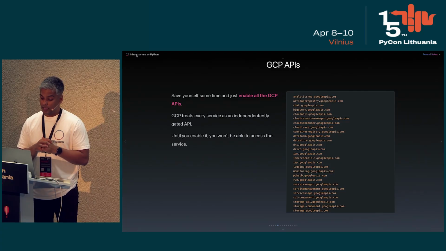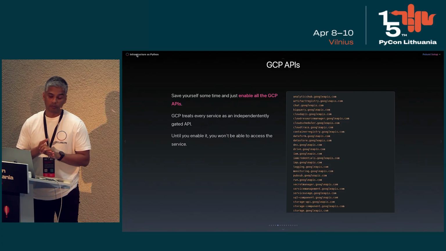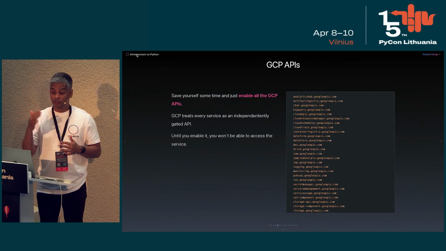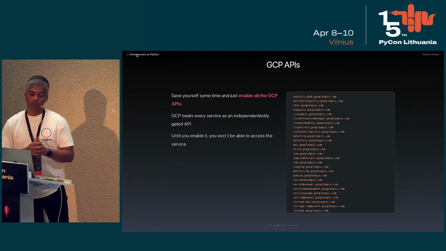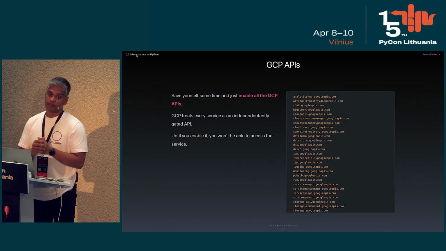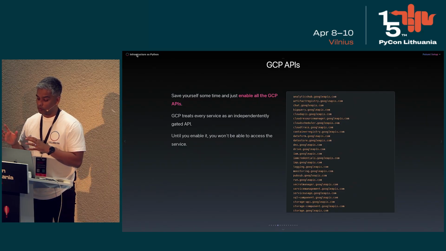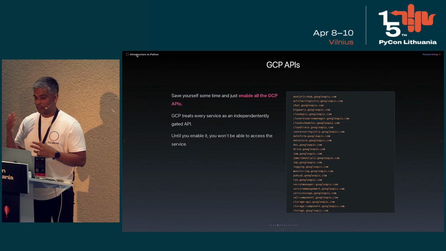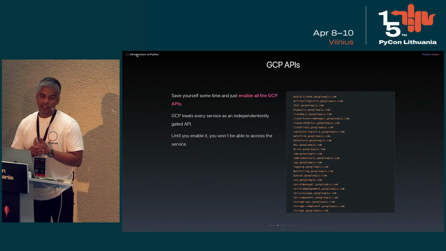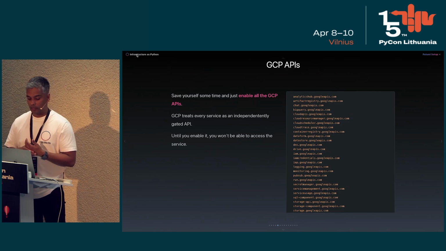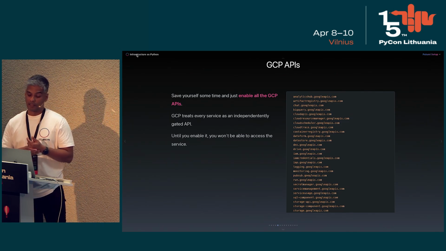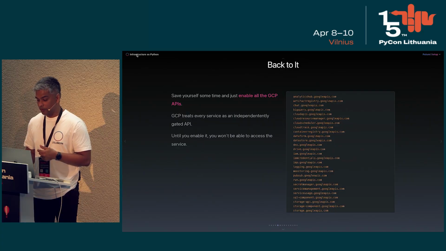With GCP, not all services are enabled by default, and so the best thing to do is to enable any service you think you're going to use prior to starting the Pulumi project. I run a script for every new GCP project, which enables all of the services I use the most. And then if there's any new ones, then those can be done manually. But until you enable these services, you won't be able to access them through Pulumi.